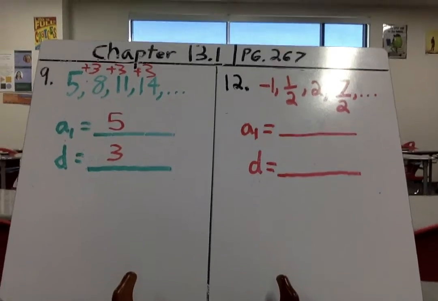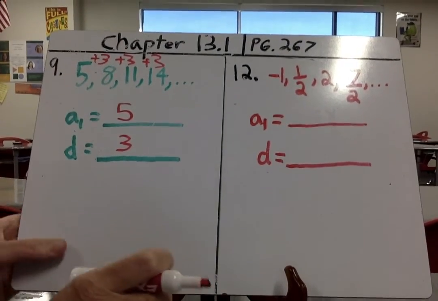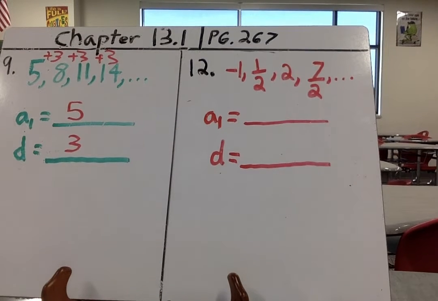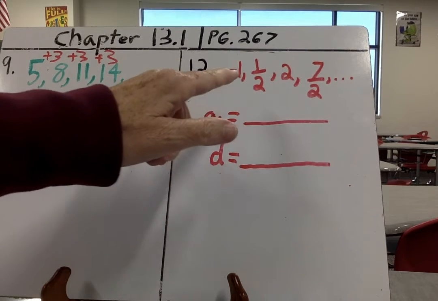Okay? Now, I know you can't see that other part so well, so I'm going to move this over now. Now I say it's negative 1, 1/2, 2, and I can tell if I multiply by a negative number.